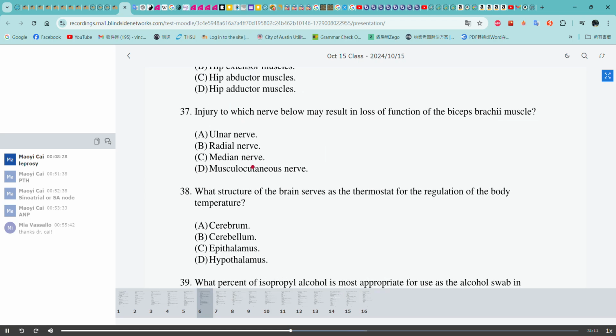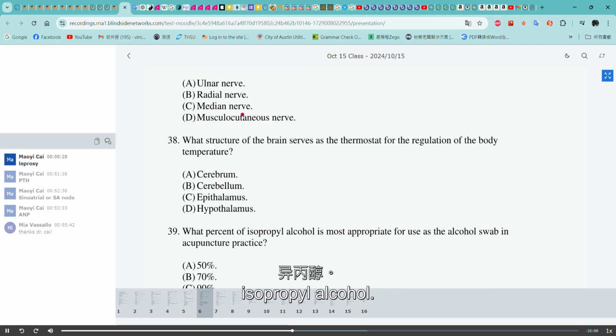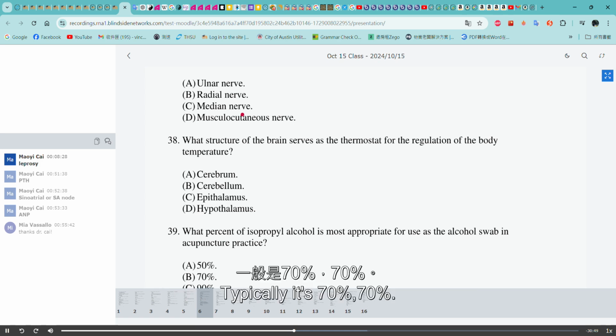38, what structure of the brain? So the thermostat, that's also easy. Hypothalamus, right? Hypothalamus, temperature control center, D. 39, isopropyl alcohol. For swabbing, right? Yeah, rubbing alcohol. This is what concentration you have to know. Typically it's 70%. Yeah, rubbing alcohol.